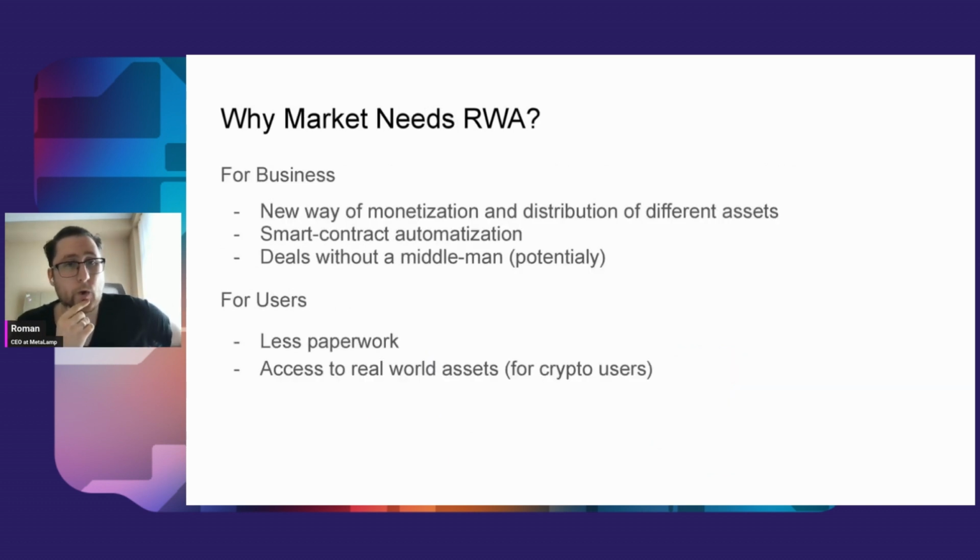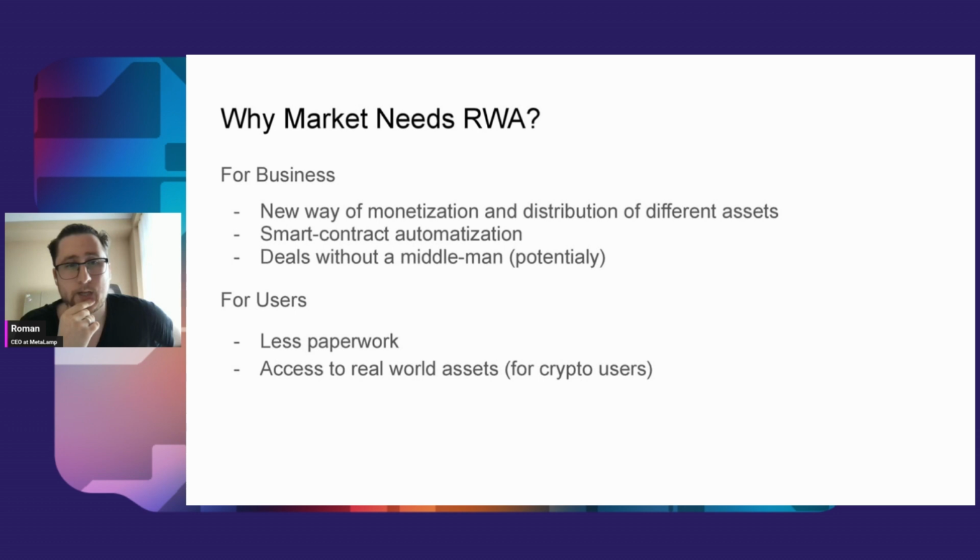So, a couple of words about why the market needs it. Why does the market need RWA? There are a couple of thoughts, but I want to add something after a couple of slides. Basically, for business, it's a new way of monetization and distribution of different products and assets. It's a new way to communicate with the audience, to accept money from your customers and send something to your customers. It's a really new thing. Today we don't have many projects who use this properly, but it's a new trend, and business could use it to reach new markets, new users, new clients.